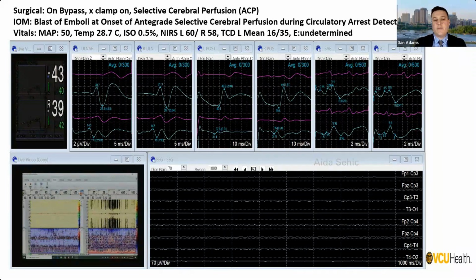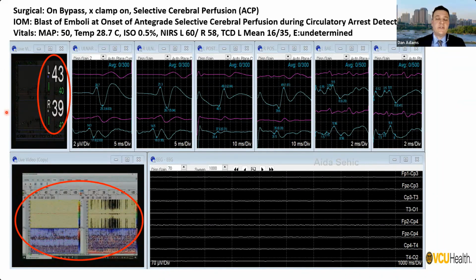This is a screenshot from the previous clip showing a blast of air emboli at the onset of antegrade selective cerebral perfusion during circulatory arrest. We can see how this blast of emboli affected brain oxygenation with a decrease in cerebral NIRS oximetry greater in the right frontal cortex compared to the left.